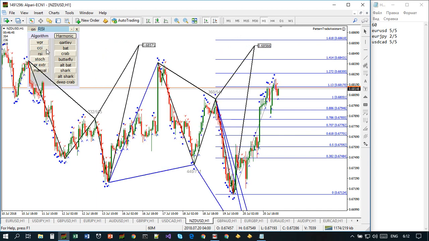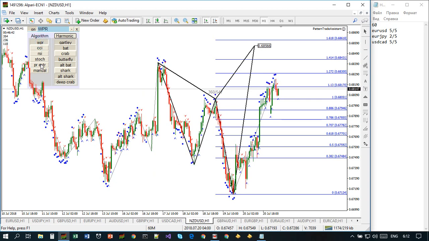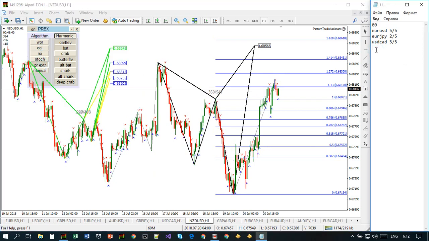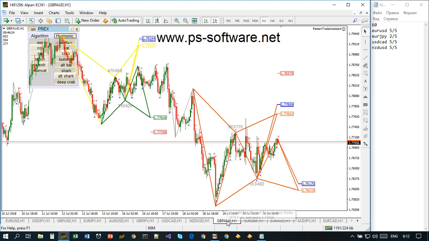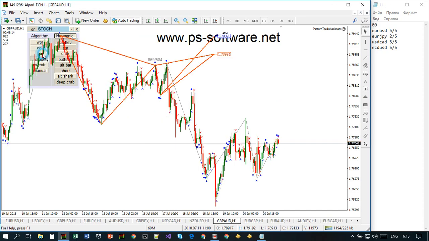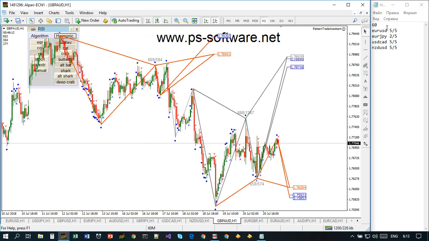Okay, stochastic, RSI, 505, alternative shark. What is it? NZD/USD 505. So we have plenty of 505s here. We'll take the ones that are closer to completion. Okay, what is this? Pound Aussie. Or maybe just take those that have smaller spread. For example, Euro Dollar has much smaller spread than Pound Aussie.